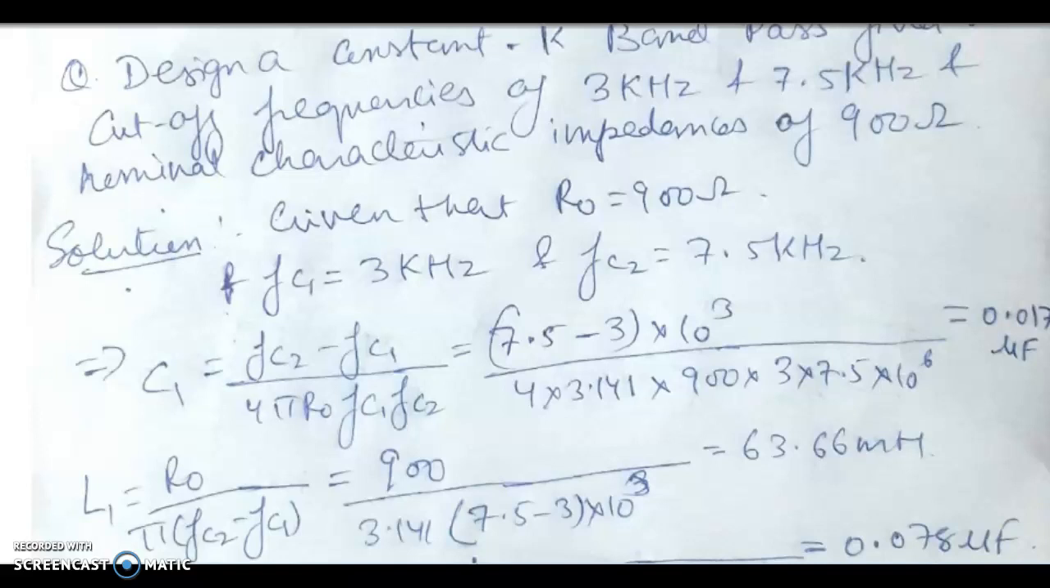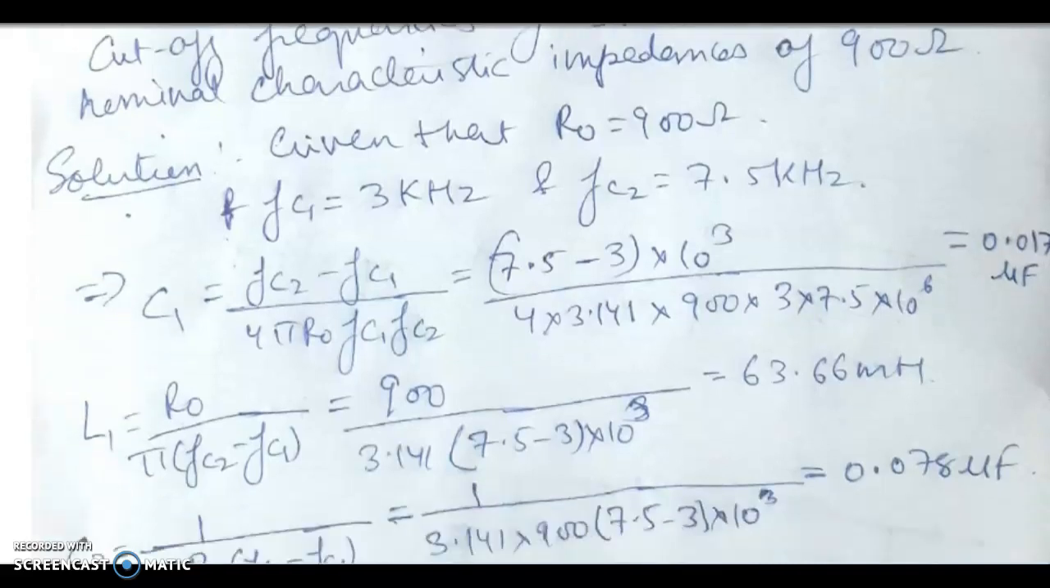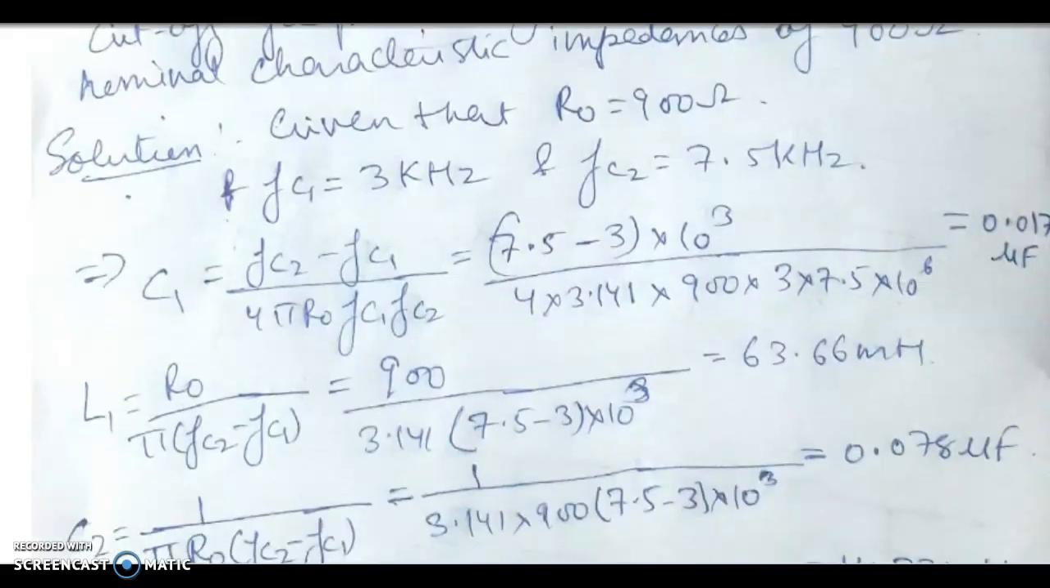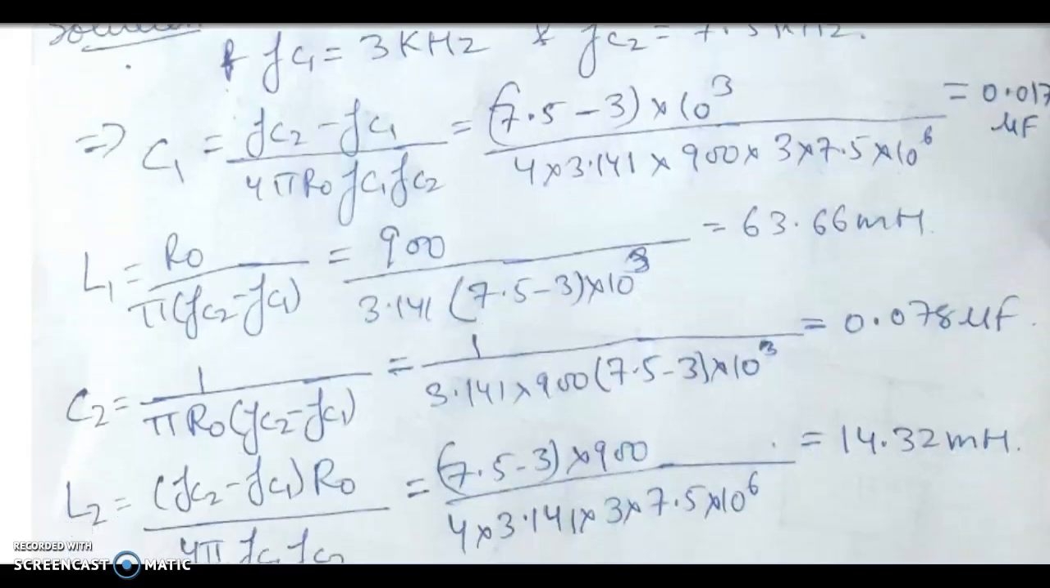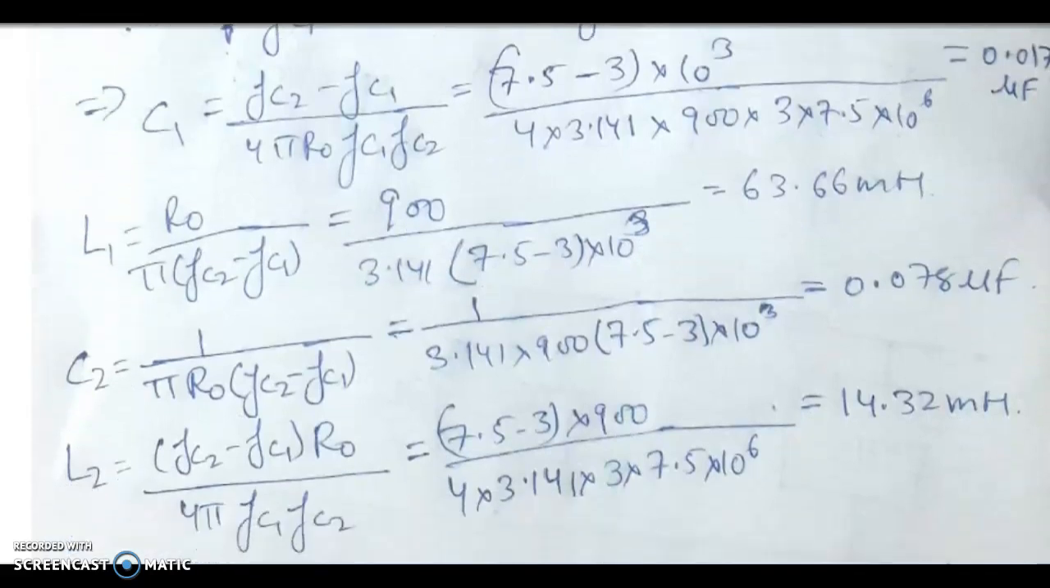L1 is equal to nominal impedance R0 upon pi into Fc2 minus Fc1. In that case, L1 is equal to 63.66 millihenry. Similarly, C2 is equal to 1 upon pi R0 into Fc2 minus Fc1. So C2 will come to be 0.078 microfarad. And L2 is equal to Fc2 minus Fc1 into R0 divided by 4 pi Fc1 Fc2. So L2 will come to be 14.32 millihenry.